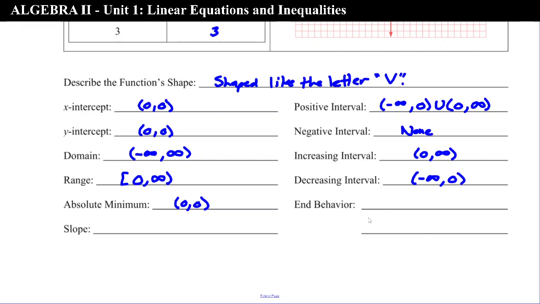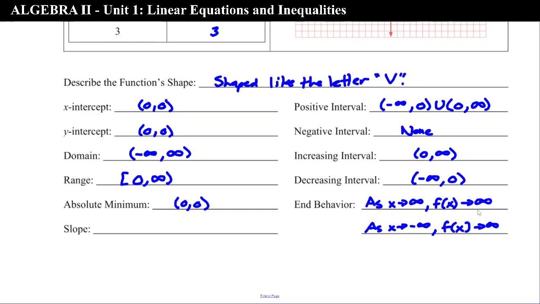And then the end behavior. As x approaches infinity, so we're looking at the right-hand side, f of x approaches infinity because it's going up, right? As x approaches negative infinity, so now we're looking at the left side, it's also going up. So f of x goes to infinity.